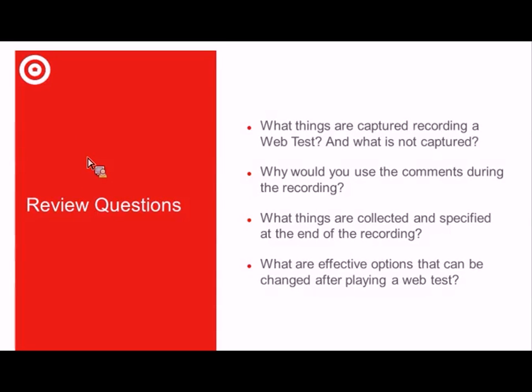What are the effective options that can be changed after playing a web test? Actually, I didn't get into demonstrating this, but I'll demonstrate it again later. Essentially the options that we can change: the number of iterations, whether we're actually using think times or not, the default path that cookies are stored on, and what browser we're emulating.